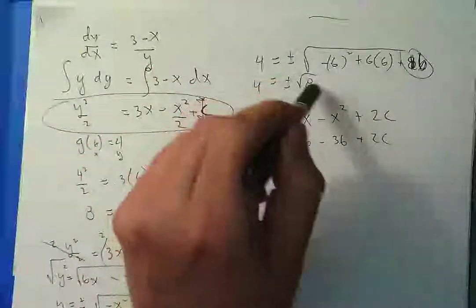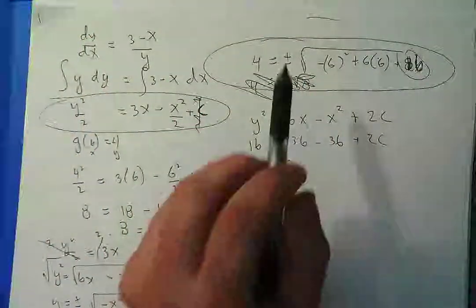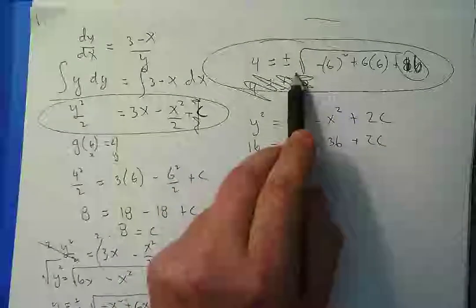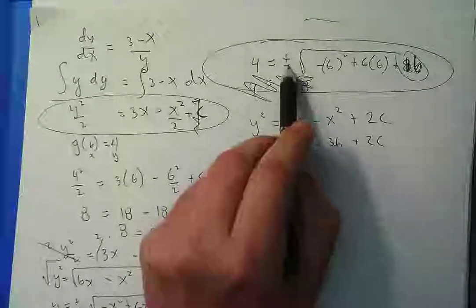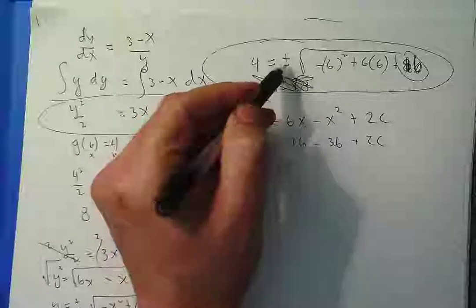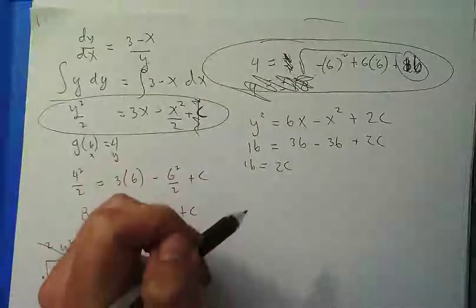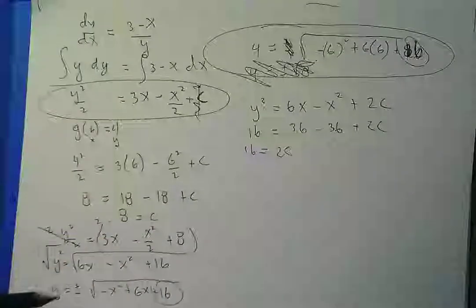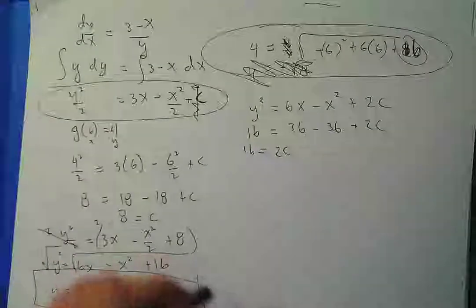The point I wanted to make, when I got stuck in that loop, was this. When I plug the original ordered pair back in, the stuff on the right is supposed to equal positive 4. Well, it's not going to equal positive 4 if I have this plus and minus in front. If I have a minus in front, my answer is going to be negative 4. So I just want that. So my equation then isn't going to be this thing with the plus and minus in front of it. It's going to be that. Okay, so there's number 5.